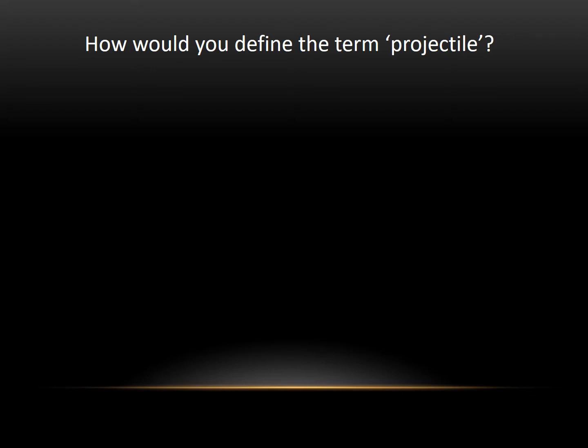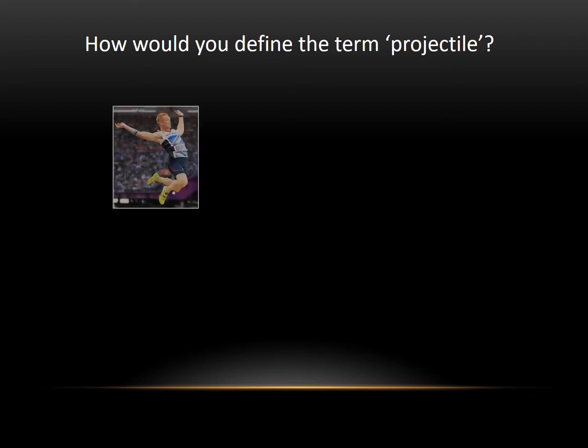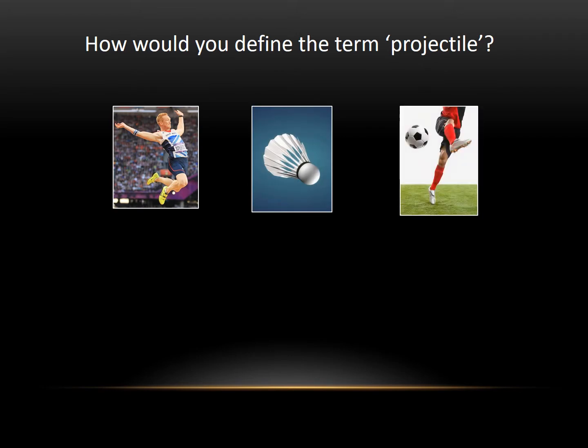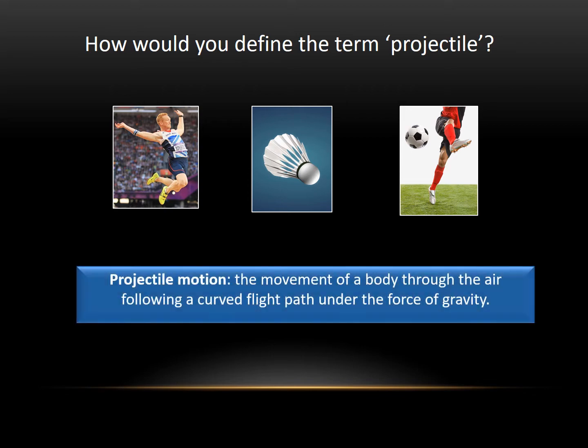So the term projectile: a projectile is a body that is launched into the air, losing contact with the ground surface. I've got 3 examples there of projectiles that are launched into the air, losing contact with the ground surface. And on your sheet, we've also got the definition for projectile motion: the movement of a body through the air following a curved flight path under the force of gravity.